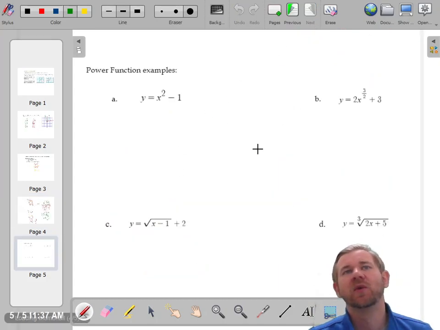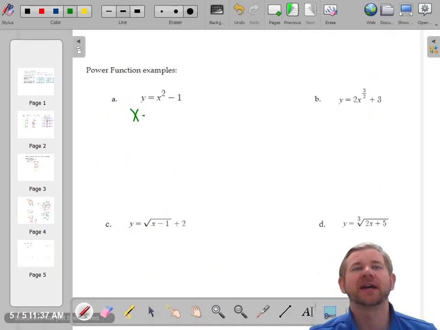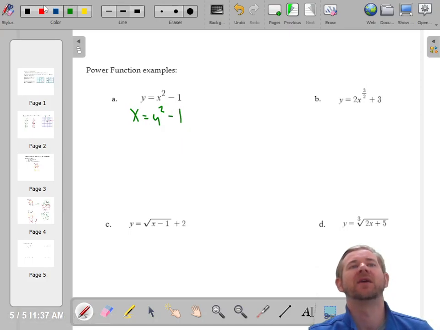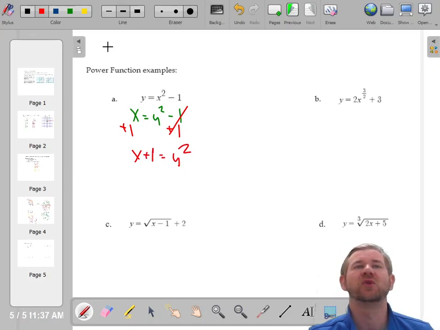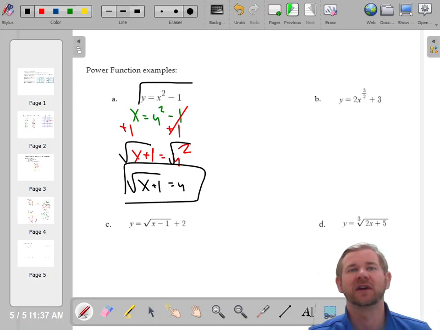Those are pretty easy. When we get to power functions, we need to know a little bit about our exponents. So I'm still going to flip x and y, but now to get y squared by itself, I'm going to add 1. Fine. And now to undo squaring, we're going to square root both sides. So the square root of x plus 1 is y. Now that's the inverse of this.